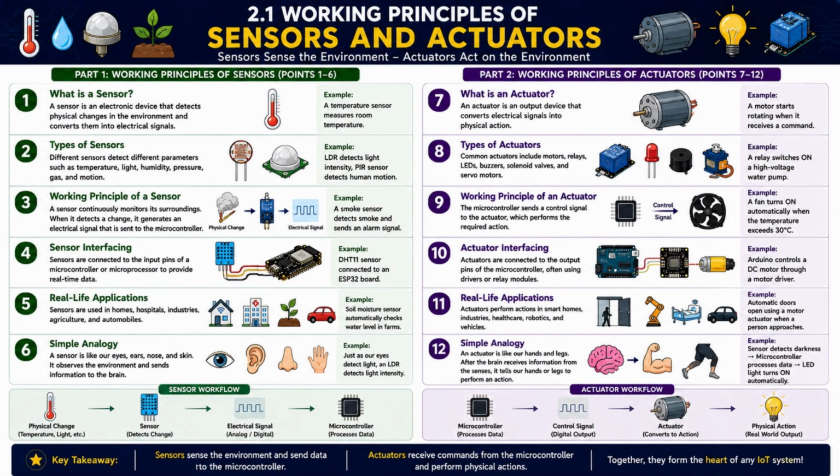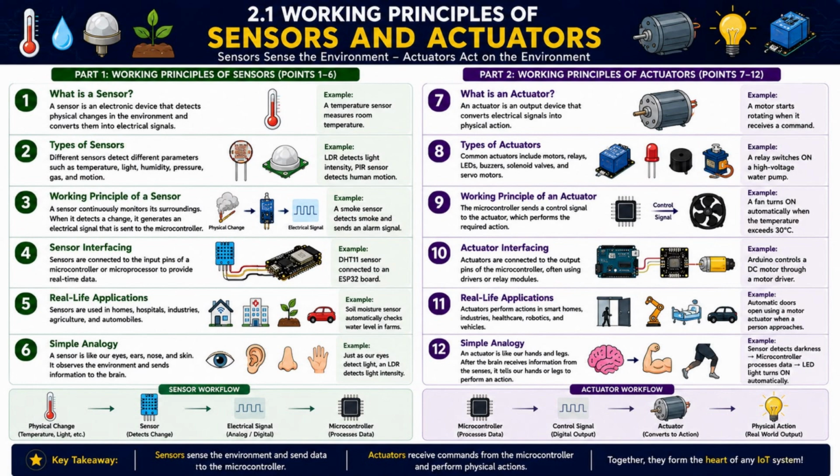What are the types of sensors? Different sensors we are using to detect different parameters such as temperature, light, humidity, gas, and motion. So many sensors are available in the market. Example, LDR, light dependent resistor, will detect the light intensity, switch on light or switch off light. Another sensor, PIR sensor, passive infrared sensor. What will it detect? It will detect the human movement. Very good sensor, PIR.